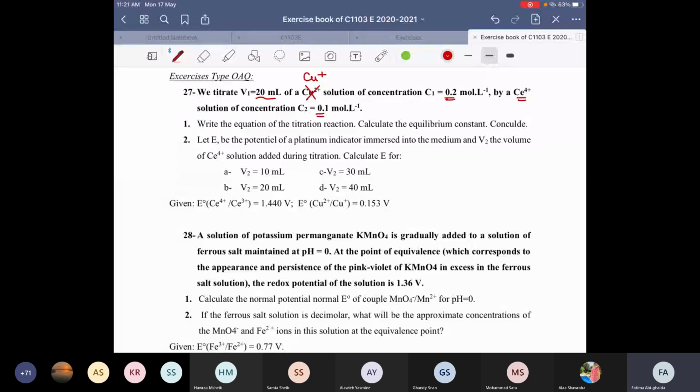Can you find the number of moles, sorry, can you find the volume at equivalence? It's very easy to find. Can you find it? How? Write the reaction, the overall reaction. Okay, and then C1V1 equals C2V2 at equivalence, meaning V equivalence, and pay attention, it must be according to the stoichiometric coefficients. Then write the equation of the titration reaction and calculate the equilibrium constant and conclude.